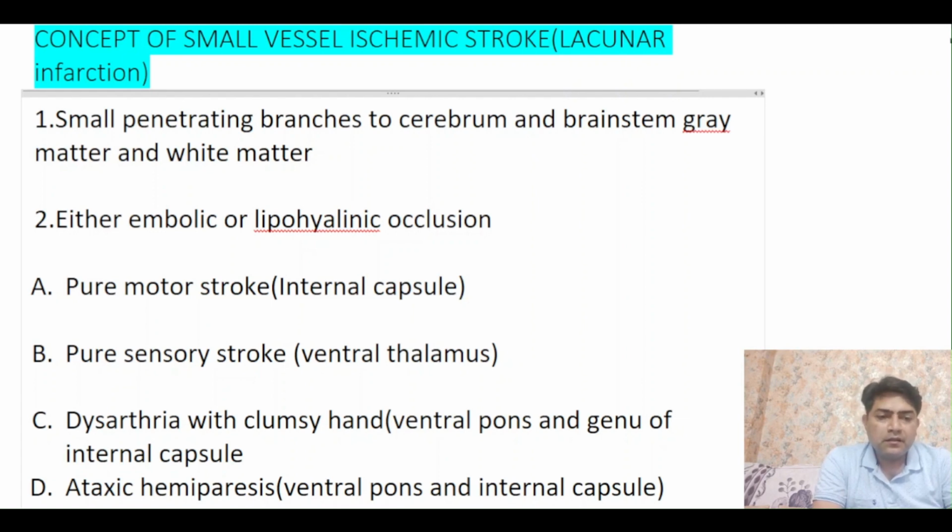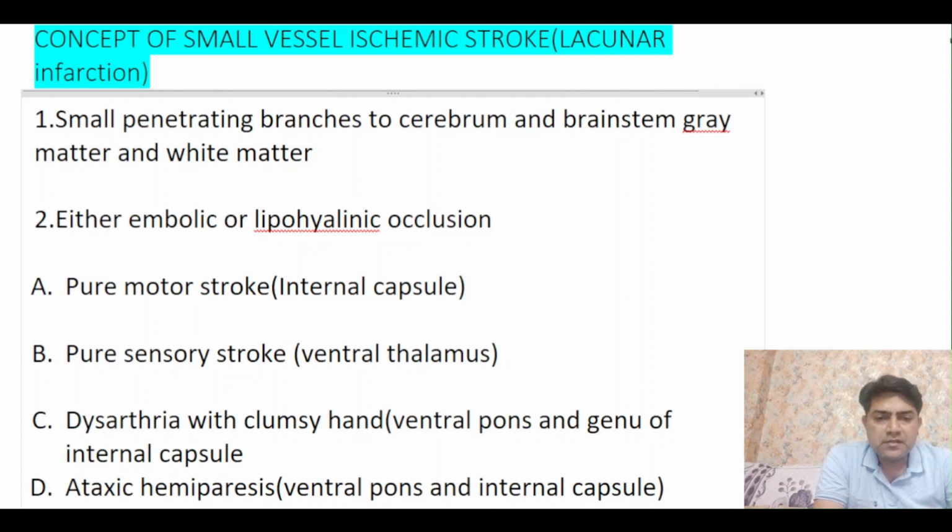And these small vessels, if they are occluded by any embolus or some lipohyalinotic thickening of the arteries, then this will lead to small vessel ischemic stroke. And these are very important. These have very interesting names, and they can be asked because each of them has its specific blood supply and its specific clinical features. Now, to name a pure motor stroke, the corticospinal tract is involved in the internal capsule.